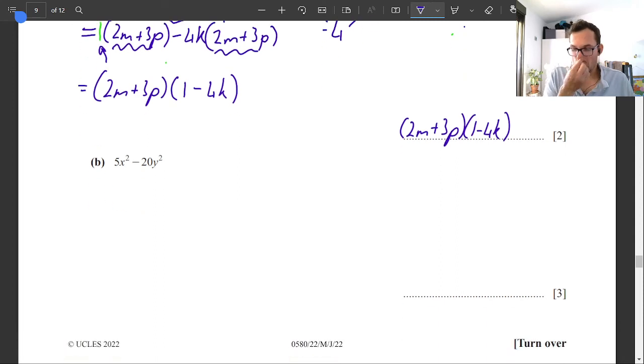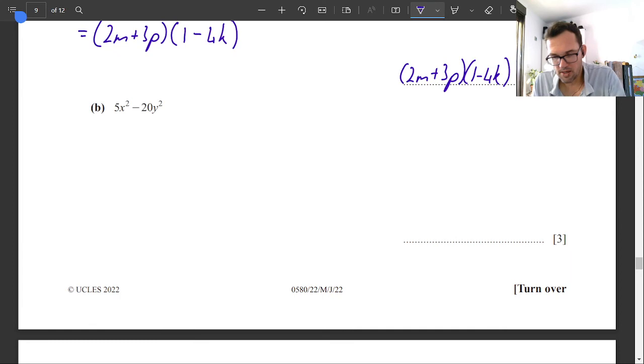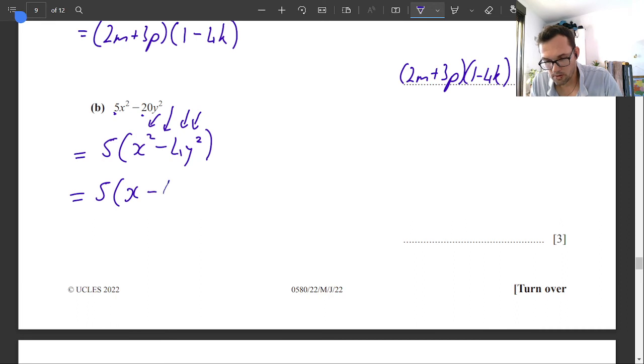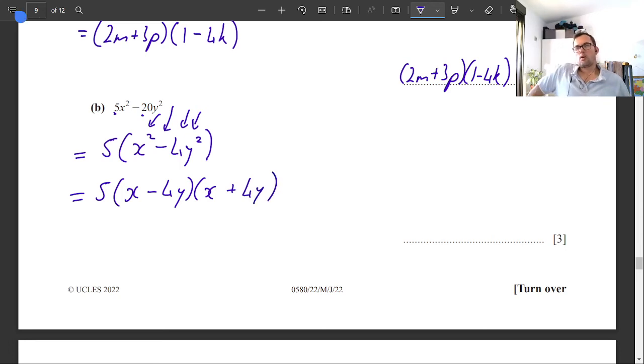Question B. Okay, first of all, common factor there I can spot is a 5. So we factorize out 5. I'll be left with an x squared minus 4, because 5 times 4 is 20, y squared. And now we got that special case where we got a square number, a square, and a negative. When we got that, we can square root everything and put a plus and a minus. Okay, that is the difference of two squares. And that's the answer to this one.